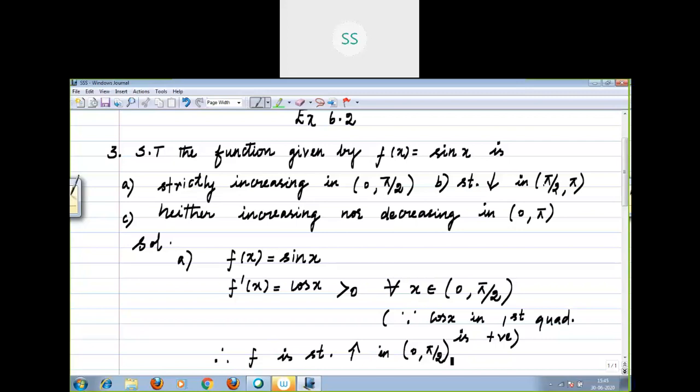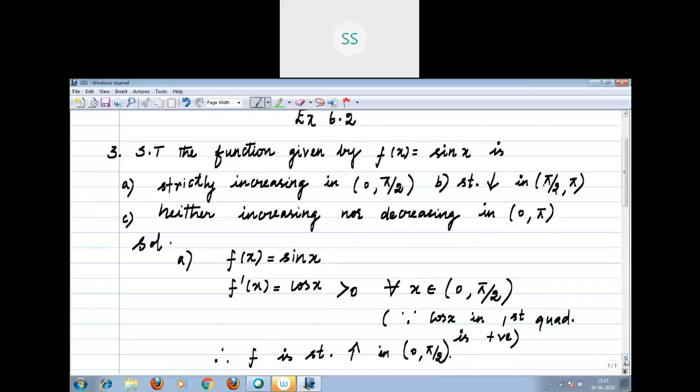Again I repeat, the function is given as sin x. The next step, whatever it is, you should find the derivative. F dash of x equal to cos x. Cos x lies in the first quadrant. The limit is given as 0 to pi by 2, which means first quadrant. In the first quadrant, all the trigonometry functions are positive. So definitely the derivative is greater than 0. If the derivative is greater than 0, the immediate conclusion is strictly increasing. Next subdivision, you see.